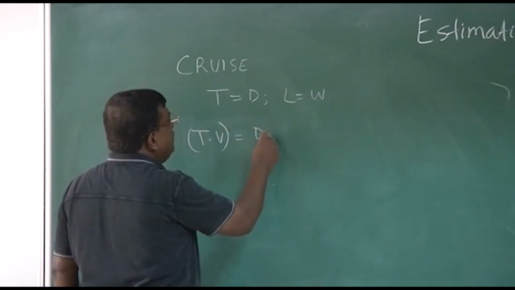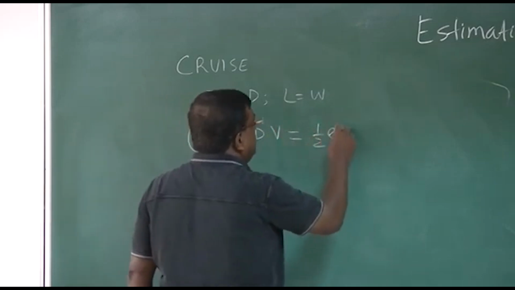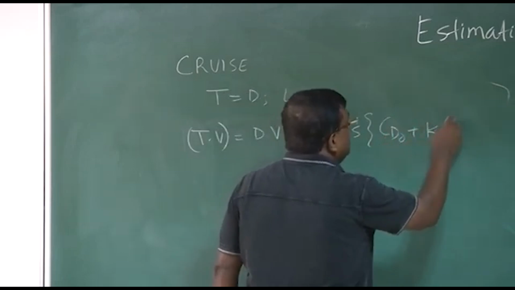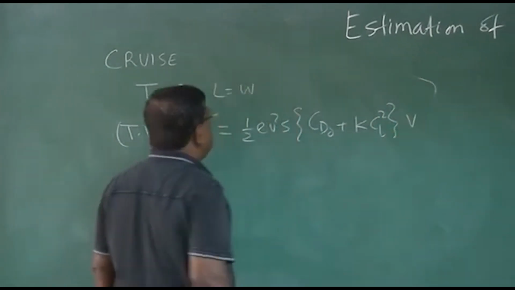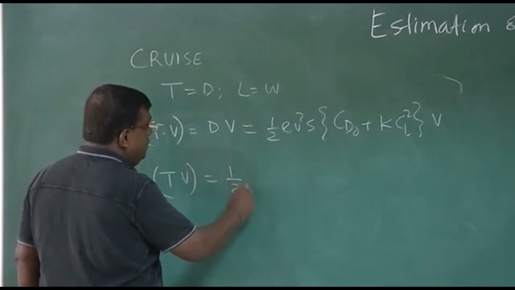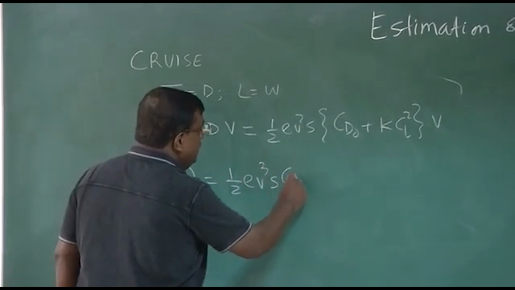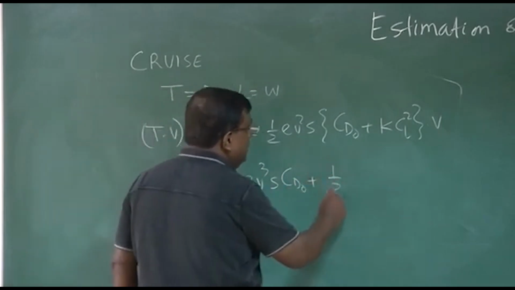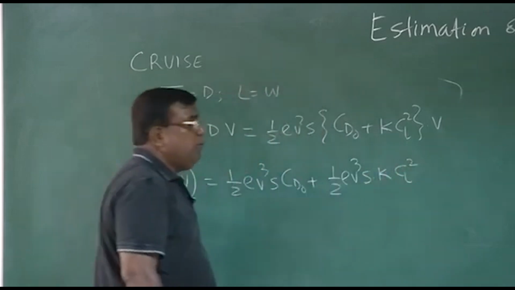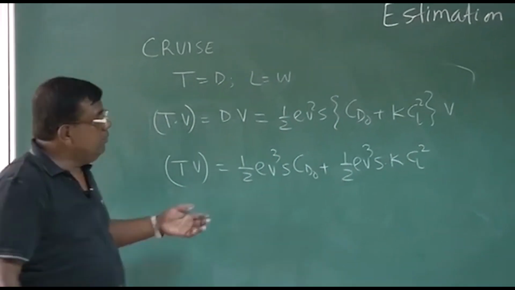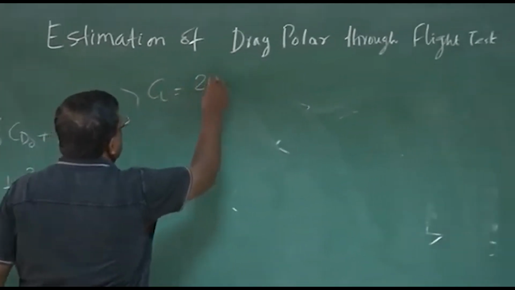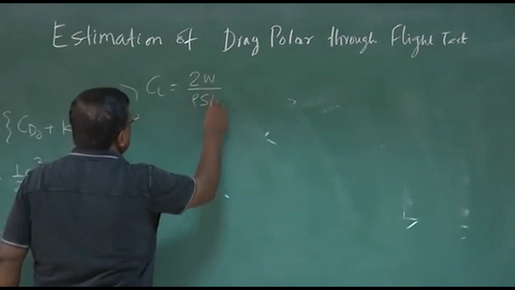So I multiply both sides by V. T into V equals D into V, which is nothing but half rho V square S into CD naught plus K CL square, into V. So again I write T into V is half rho V cube S CD naught plus half rho V cube S into K into CL square. What do I do now? I now know that lift equals weight, so CL is equal to 2 W by rho S V square.